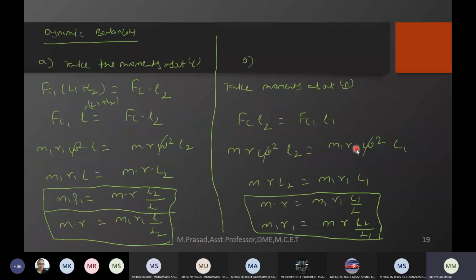Now come to the dynamic balancing also. Take the moments about point C, which I have taken here.